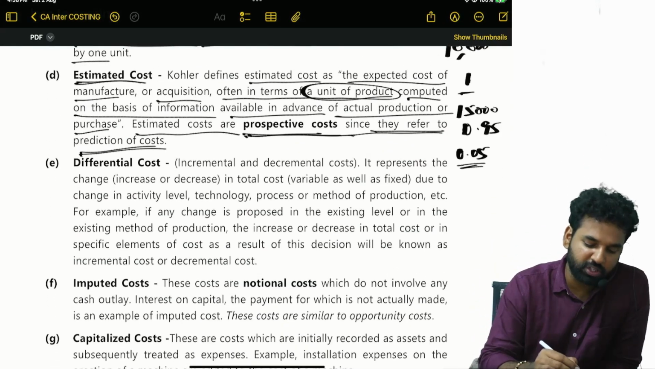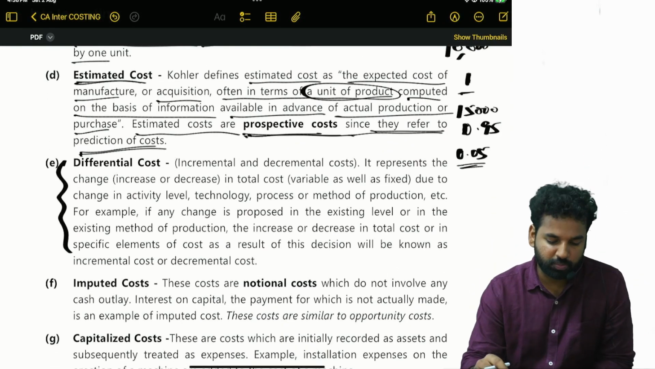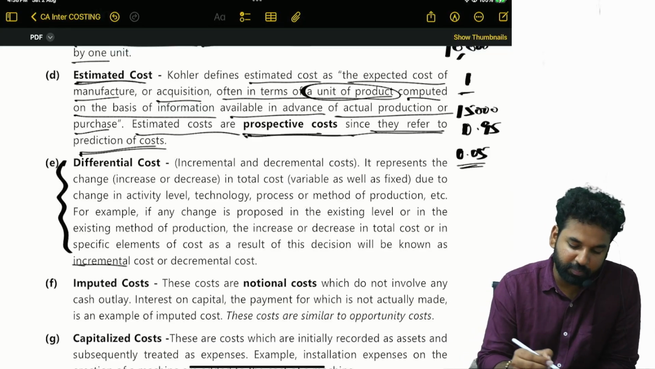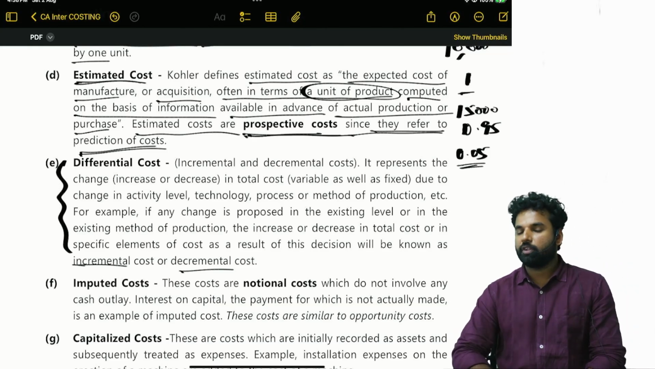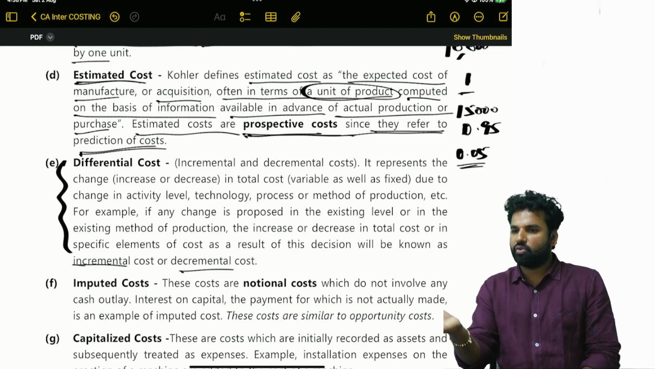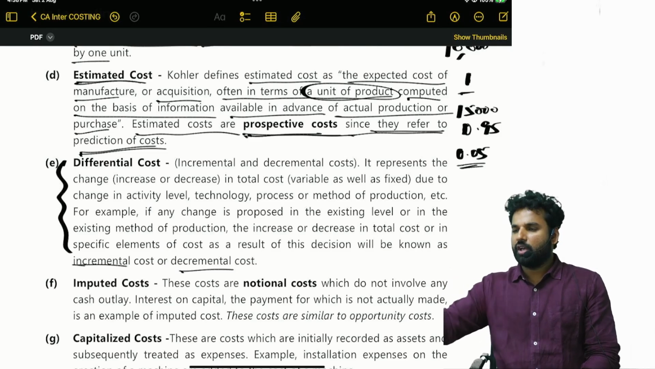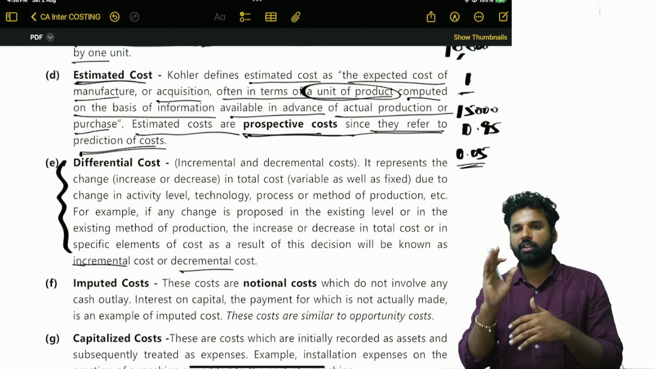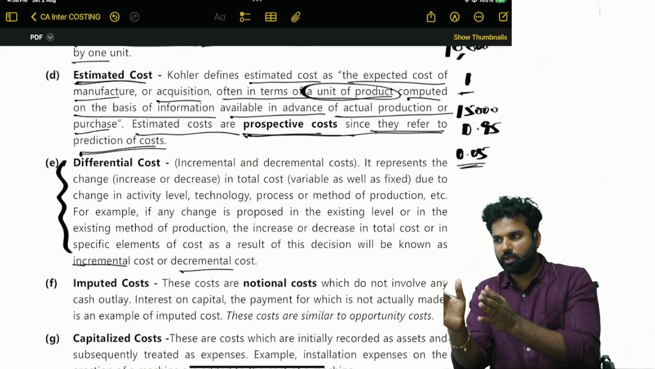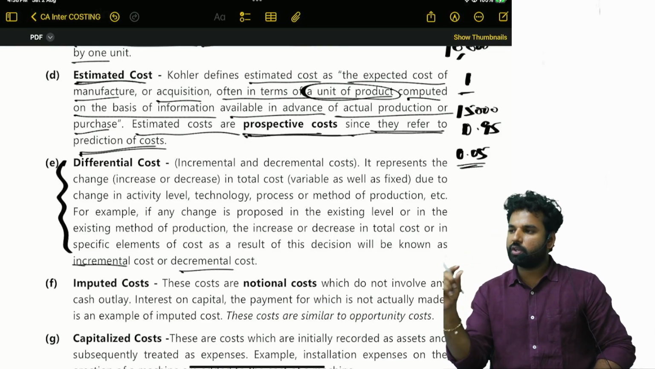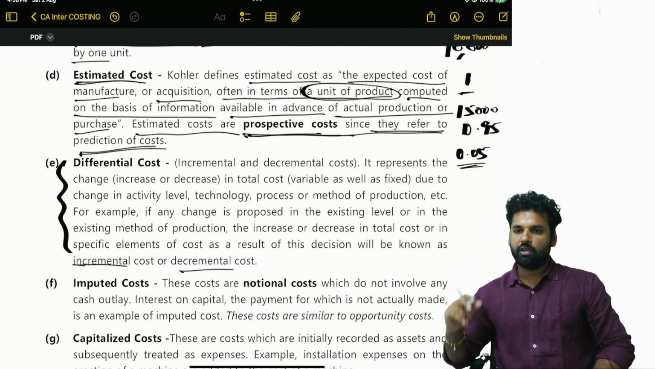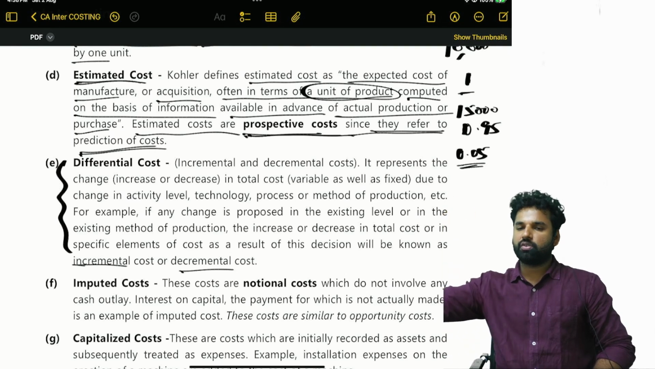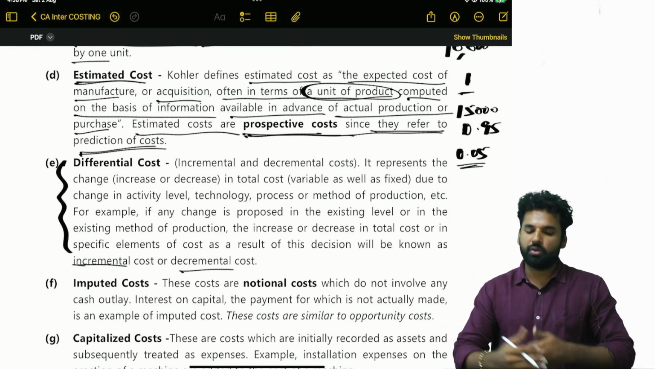Next, differential cost. So differential cost means what? It may be an incremental cost or decremental cost. That means volume increased, what is the cost? Volume decreased, what is the cost? That is what is called differential cost. At 10,000 units produced, what is the cost? 11,000 units are produced, what is the cost? Volume is decreased, 9,000 units, what is the cost? That is what is called differential cost.